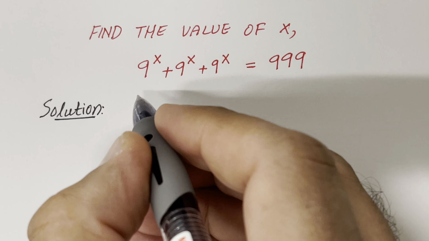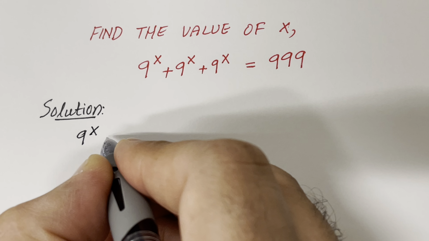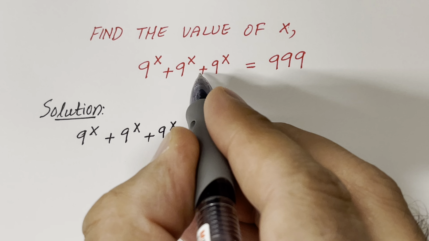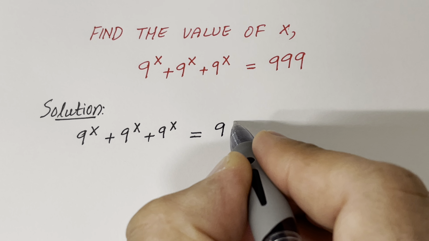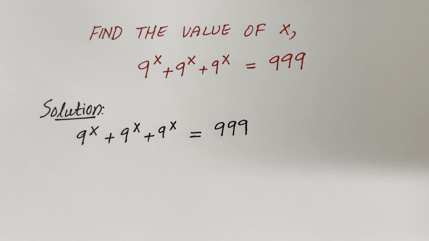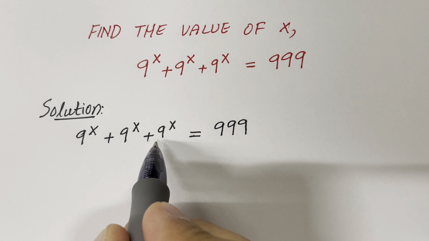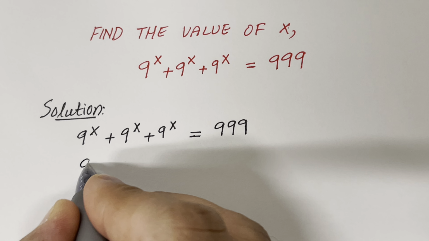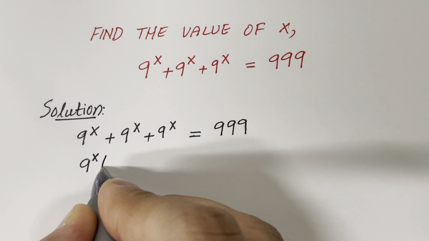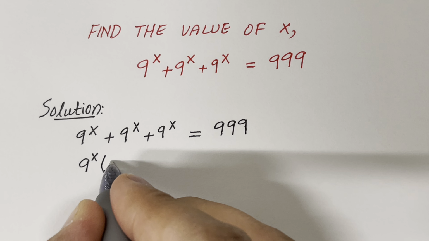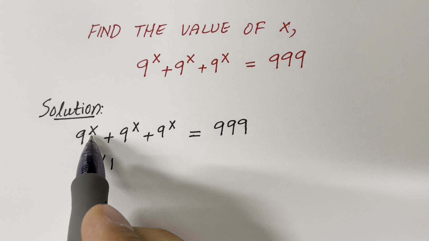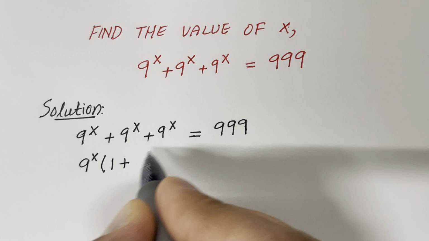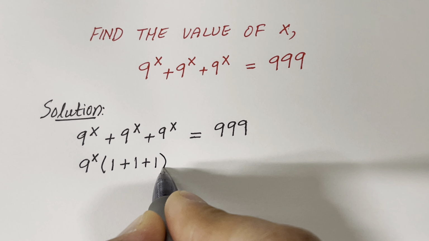So the equation we have is 9 raised to the power x plus 9 raised to the power x plus 9 raised to the power x is equal to 999. If you look at the left hand side, we have 9^x, 9^x and 9^x. So we can take 9^x common, then the first term will be left with only 1, since 9^x divided by 9^x is 1. Similarly, the second and third terms are 1 and 1.